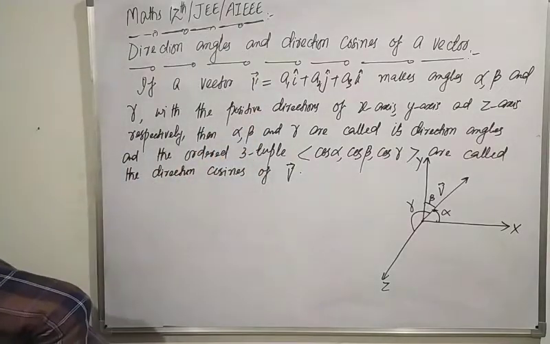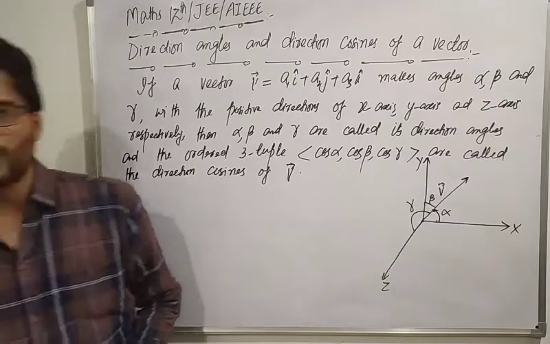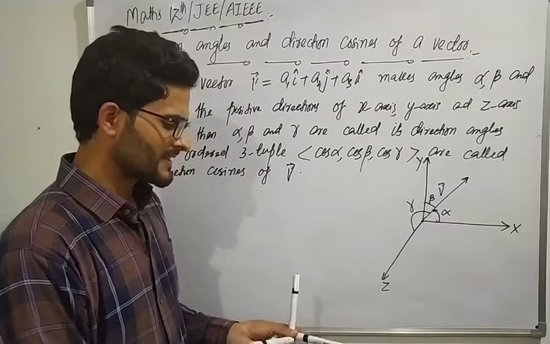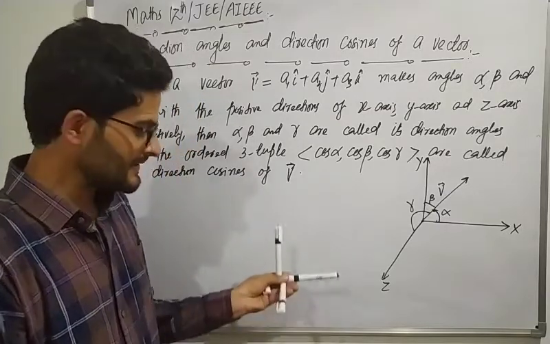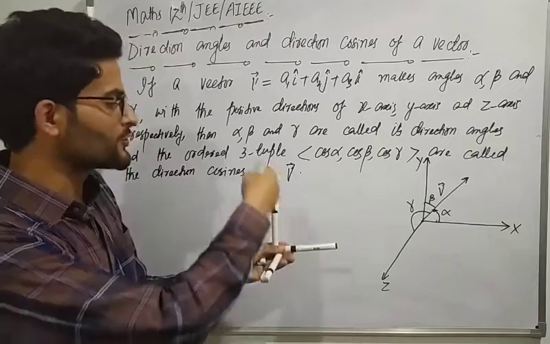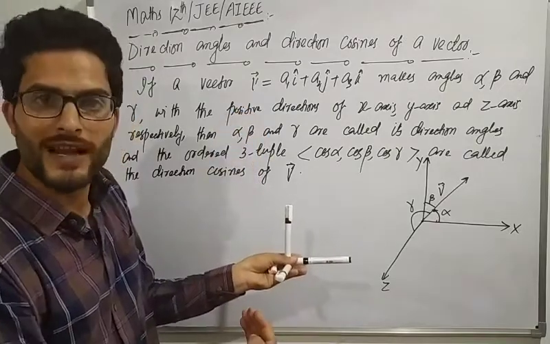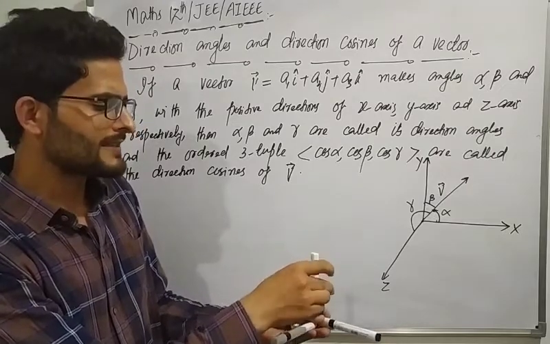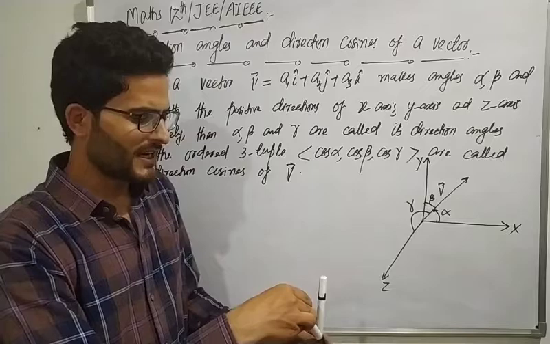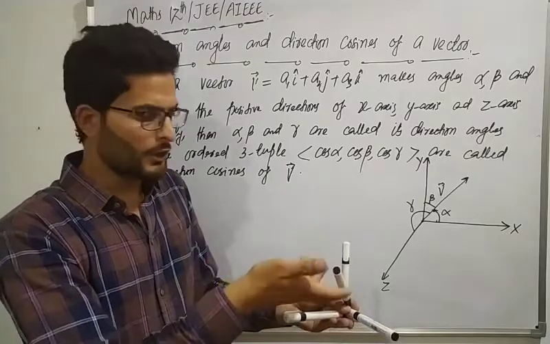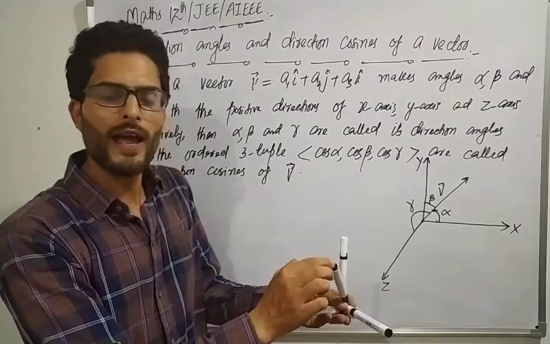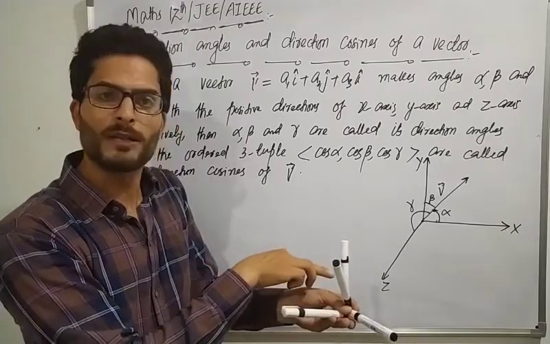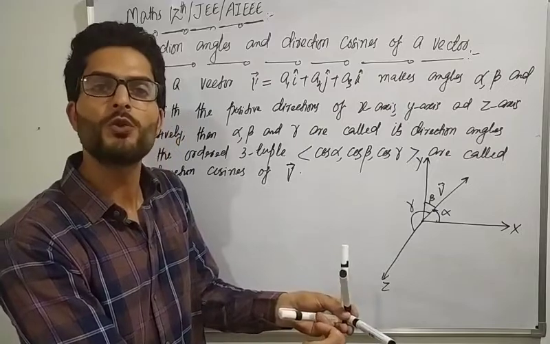For instance, if you have 3 mutually perpendicular axes like this, suppose this is your x axis, this is your y axis and this is your z axis. Here lie all the 3 axes: positive x axis, positive y axis, and here lies the positive z axis. And suppose in between you have a vector like this. This vector v makes an angle with the positive x axis, an angle with the positive y axis, and an angle with the positive z axis.